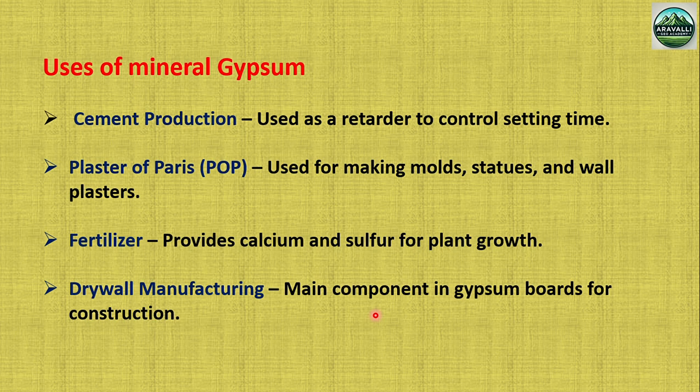Now we are going to discuss the usage of the mineral gypsum. There are various uses of gypsum, but it is mainly used in cement production. This gypsum controls the setting time in the cement. Gypsum is also used for making plaster of Paris, and plaster of Paris is used for making molds, statues, wall plaster, etc. Gypsum is also used in the agriculture industry for fertilizer making, and for drywall manufacturing.